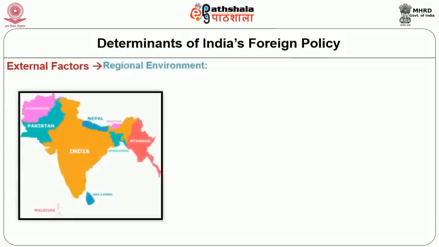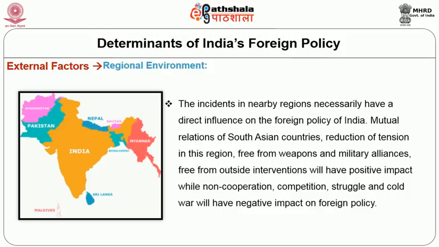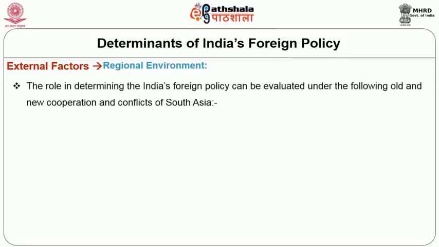External factors, regional environment. The incidents in nearby regions necessarily have a direct influence on the foreign policy of India. Mutual relations of South Asian countries, reduction of tension in this region, freedom from weapons and military alliances, and freedom from outside interventions will have a positive impact, while non-cooperation, competition, struggle and Cold War will have a negative impact on foreign policy. From this point of view, the role in determining India's foreign policy can be evaluated under the following old and new cooperation and conflict of South Asia.